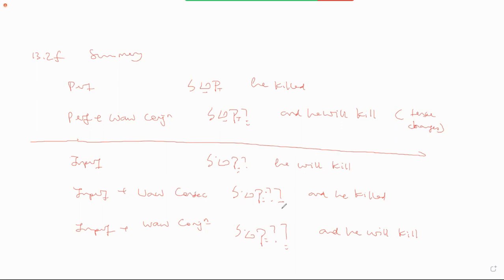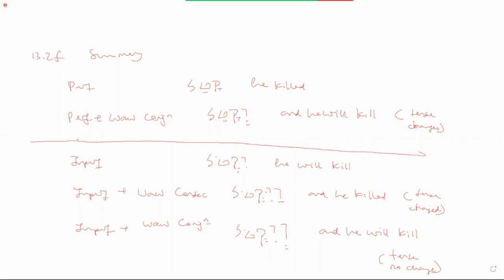Imperfect is he will kill. Imperfect plus vowel consecutive, when you add it, then the tense changes back to perfect. But if you're adding it to a vowel conjunction, then there's no change in the tense, no change. Okay, so that is the tricky part about adding the vowel to the verbs.